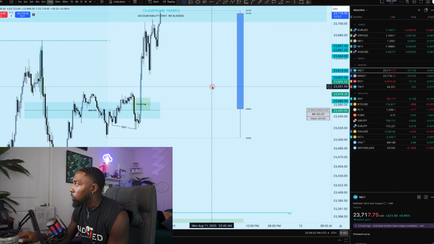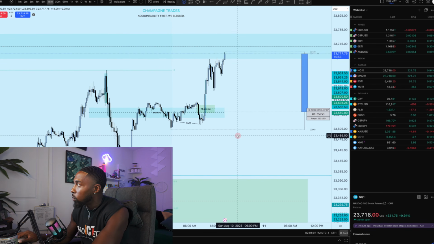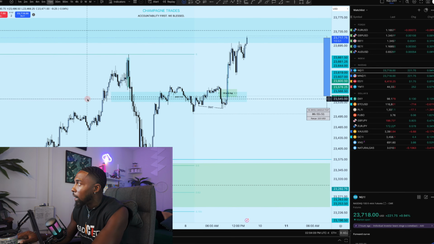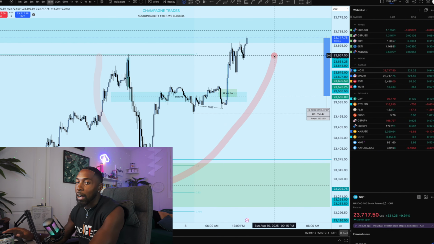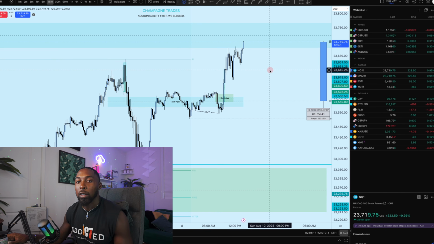So let's go to the 1-minute chart so you guys can see. But I want you to see this before I switch off of this chart. I want you to see how this is also a market maker buy model within the higher time frame market maker buy model. So it's models within models. Price is fractal. What you see on one time frame, you'll see on the other.